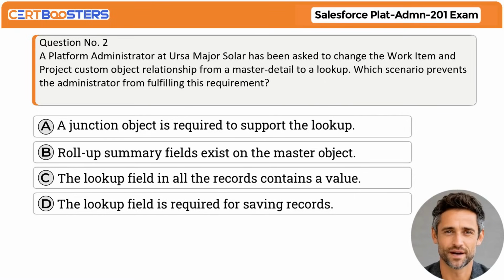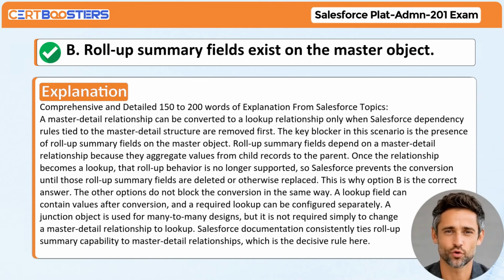Question number 2. A platform administrator at Ursa Major Solar has been asked to change the work item and project custom object relationship from a master detail to a lookup. Which scenario prevents the administrator from fulfilling this requirement? A. A junction object is required to support the lookup. B. Roll-up summary fields exist on the master object. C. The lookup field in all the records contains a value. D. The lookup field is required for saving records. Correct answer, B. Roll-up summary fields exist on the master object.